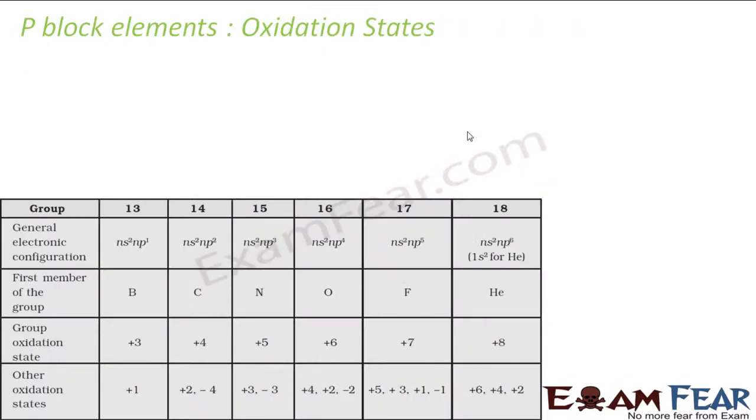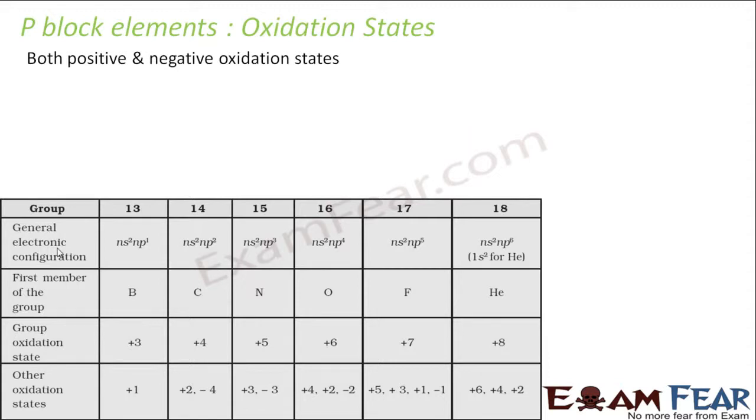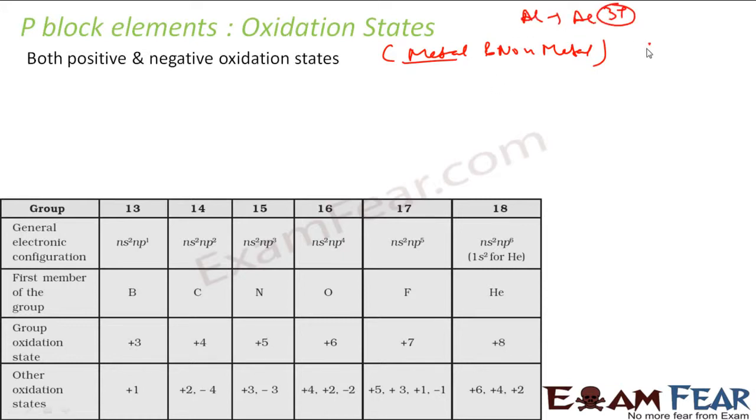Let's talk about the oxidation states now. The first thing is that it has both positive and negative oxidation states. Since we have both metals and non-metals, we have both positive and negative oxidation states. Typically metals have positive oxidation states, for example, aluminum will have Al3 plus, and chlorine has a negative oxidation state. So we have both positive and negative oxidation states since we have both metals and non-metals.